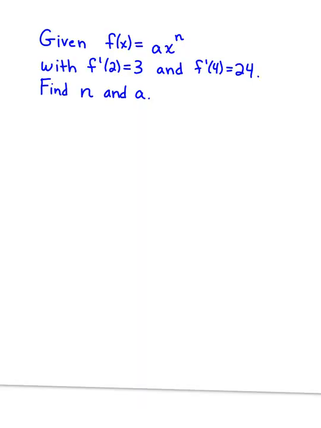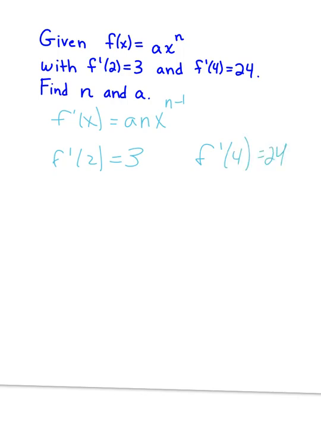So we have some function, and we want to find the a value and the n value that will make the following properties true. So first we should calculate the derivative of our function. So the derivative of f of x will be a times n times x to the n minus 1. What we're looking for here is that f prime of 2 is equal to 3, and we also want f prime of 4 equal to 24.